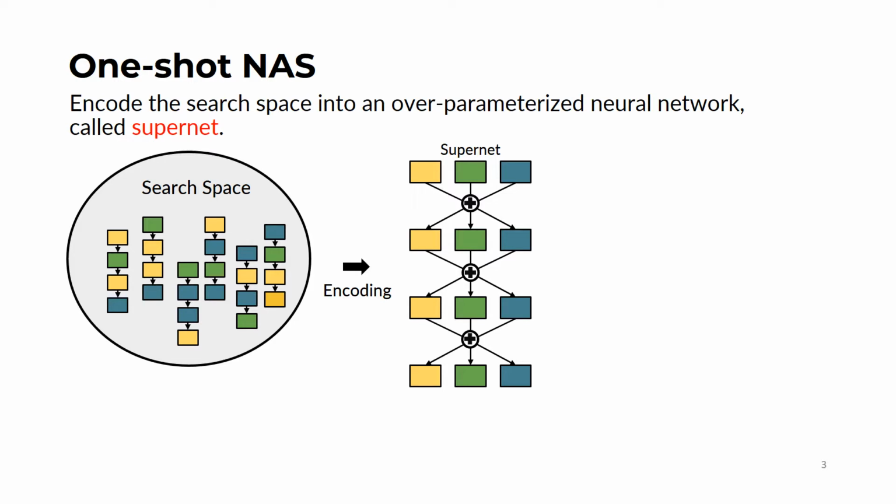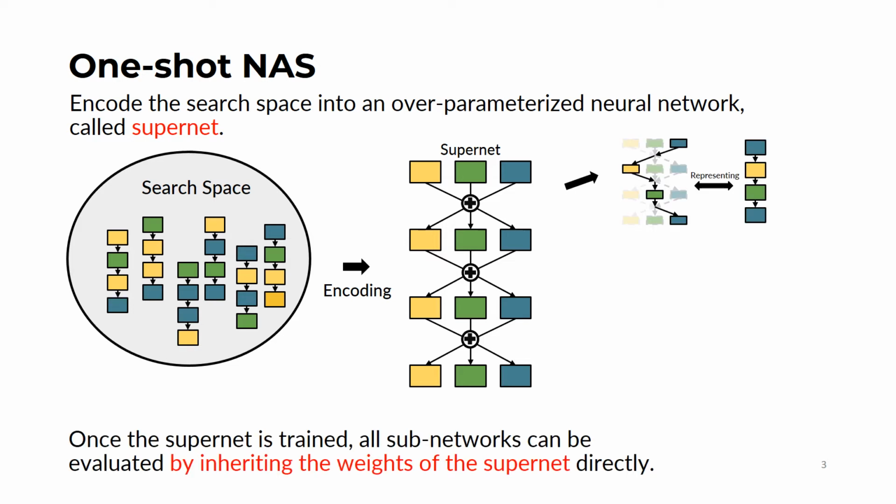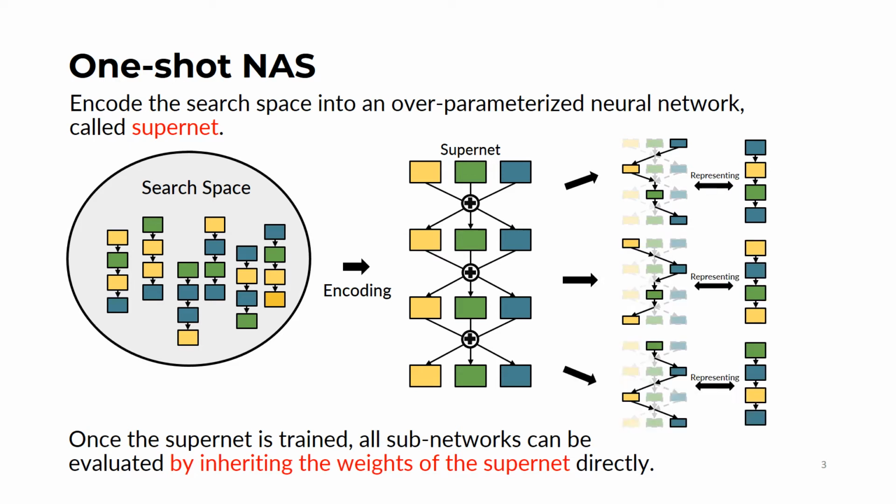Currently, one-shot NAS improves efficiency. The concept of one-shot NAS is that we encode the entire search space into a new architecture called SuperNet. In the SuperNet, all candidate blocks are constructed layer by layer. By activating different blocks in different layers, the SuperNet can represent all architectures.